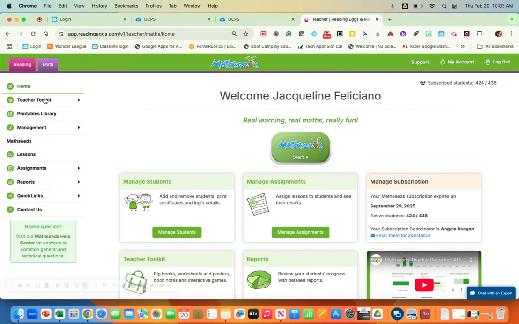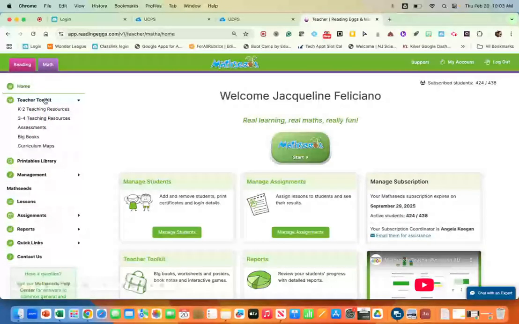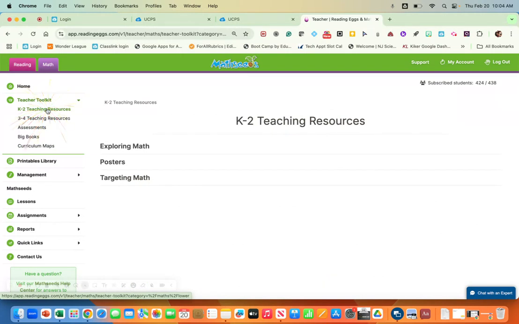Coming on the teacher's homepage, over to the Teacher Toolkit menu option, clicking on that, you'll see you have some resources that are divided by grade level. And then you have some big books and assessments. Curriculum maps we don't really need to use, but you can certainly come in and take a look and see if they are of any value to you. So let's start with the K-2 teaching resources.